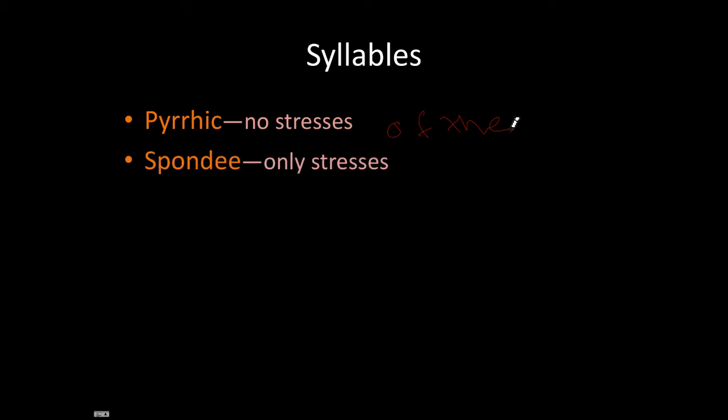Some more syllable poetry terms are pyrrhic, which is syllables that have no stress, for example, of the, and spondee, which are syllables that have only stresses, for example, rage, rage, which is one of the lines in one of Dylan Thomas's most famous poems.